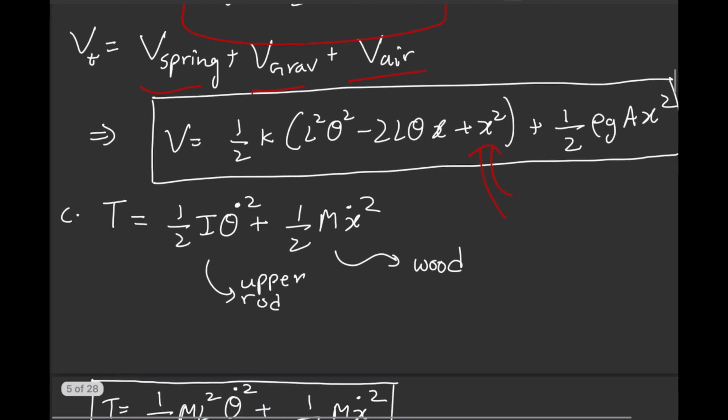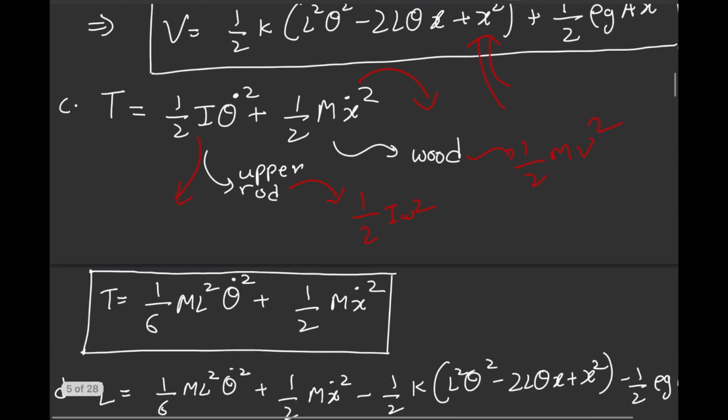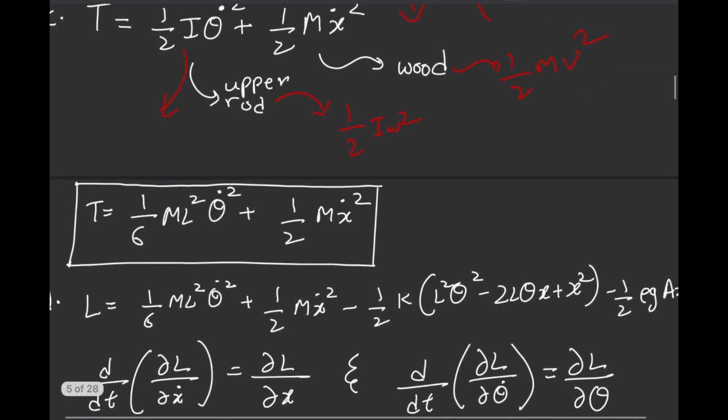Now the total kinetic energy is just the rotational kinetic energy of the upper rod and then the translational kinetic energy of the wood block. The rotational kinetic energy is nothing but half I omega squared, and then for wood it's nothing but half m v squared. That's what I've written here. So that would be the total kinetic energy.